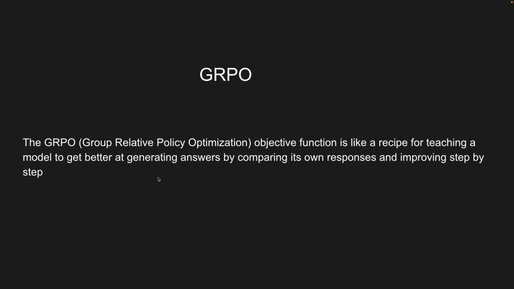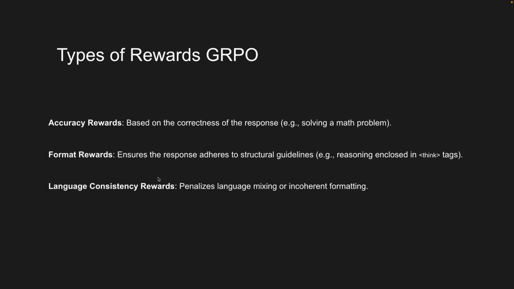This is primarily done with something called a reward function. Reward functions are very common in the reinforcement learning world. So in this case, we're going to be training our model with three different types of rewards: accuracy rewards, format rewards, and language consistency rewards. Based upon the scoring it gets in these three categories is how the model is going to get improved.